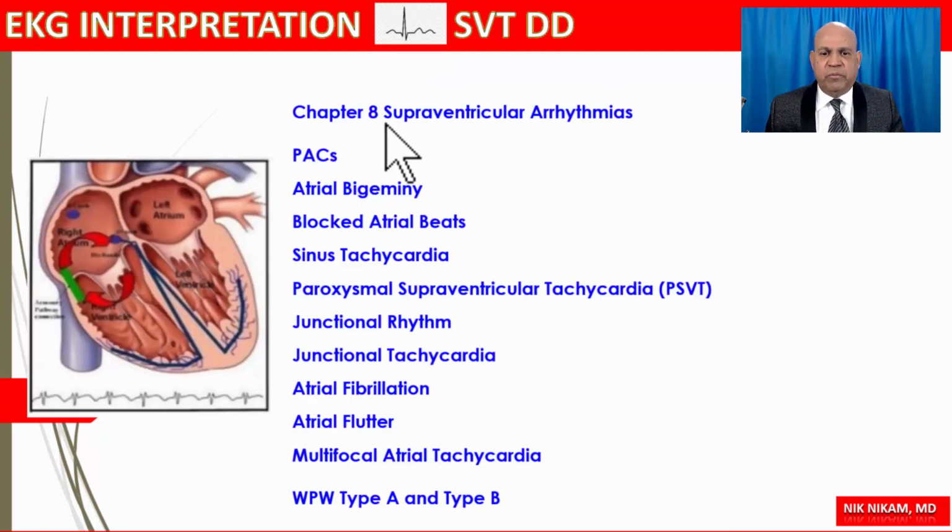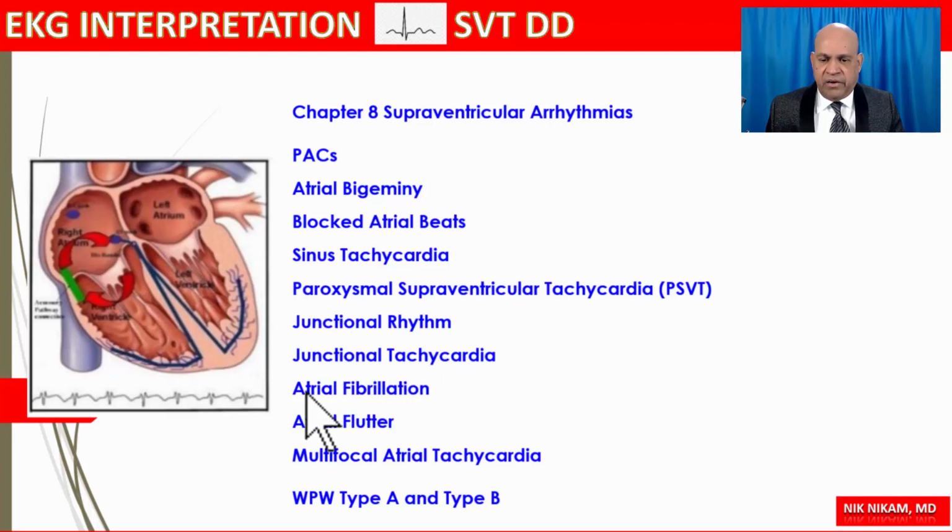So let us begin. Supraventricular arrhythmias: all the arrhythmias arising from the sinus node all the way up to the AV junction. Anything below the AV junction is not covered in this chapter. We'll be looking at some of the ectopic beats, namely atrial bigeminy, blocked atrial beats, sinus tachycardia arising from the sinus node, paroxysmal supraventricular tachycardia arising from any part of the right or the left atria. Then we're going to look at the AV junctional rhythm, AV junctional tachycardia.